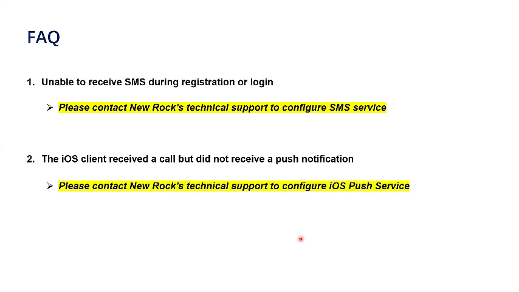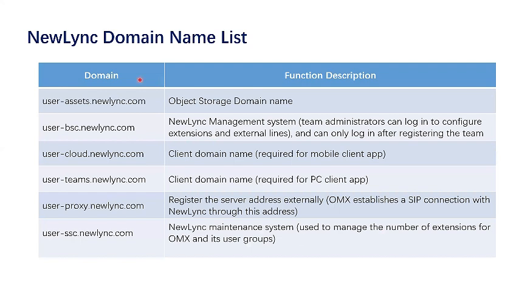And yeah, these are the domain name list. This is very important also during the installation. Make sure that you define the domain name list. So say, for example, the first one, assets. You need to define assets.newlync.com. This is the function for the object storage domain name.